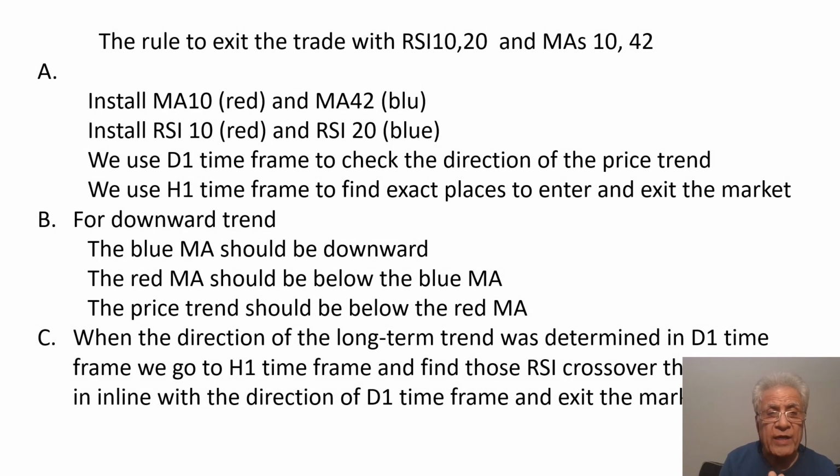For a downward trend, the blue MA should be downward, the red MA should be below the blue MA, and the price trend should be below the red MA. When the direction of the long-term trend is determined in the D1 time frame, we go to the H1 time frame and find those RSI crossovers that are in line with the direction of the D1 time frame and exit the market.